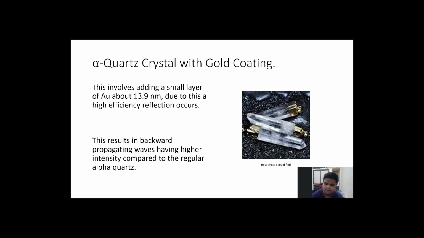So the light coming in, the photons, have a high reflection, a lot of reflection. This results in backward propagating waves, and the ratio of the backward propagating waves here is higher than in the regular alpha quartz crystal. So this results in a proper FMR, which is a full multiple reflection.